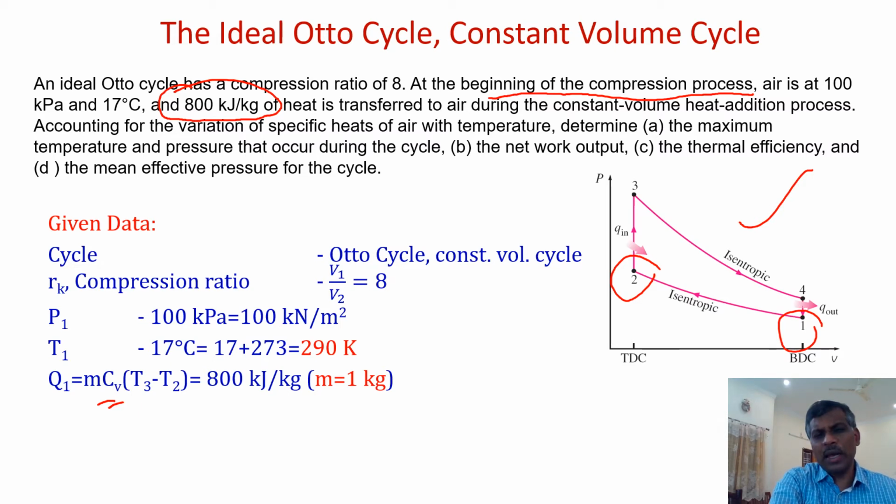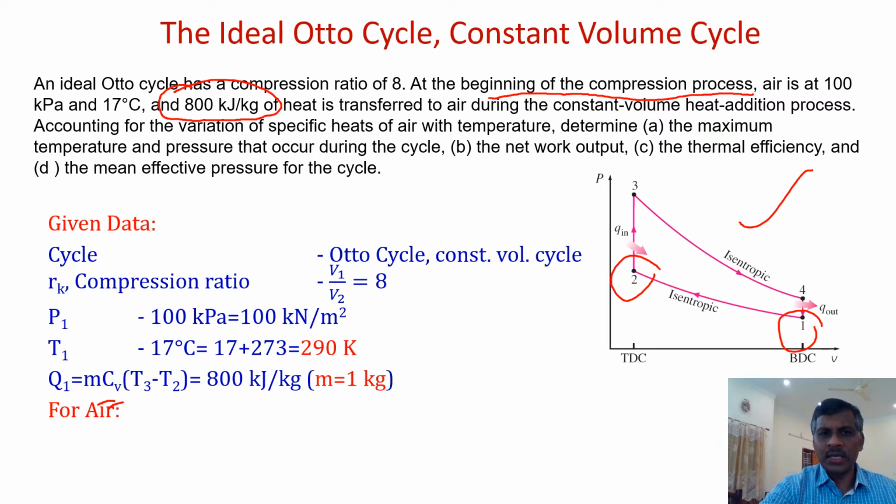So what is it, either CP or CV? That confusion you will be having. It's constant volume, so it is CV, specific heat at constant volume. That is given as 800 kilojoule per kilogram. When they say it is per kilogram, that implies mass is 1 kilogram. That is also given data, we should take it accordingly. So let us try to solve this problem, okay?